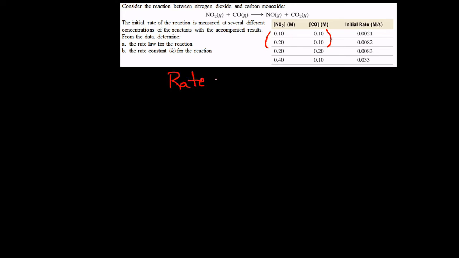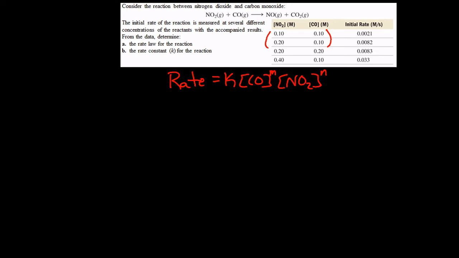What this is going to allow us to find are the M and N values here, because we need to figure out what is the order with respect to each of these things. So if we look at these first 2 here, CO is held constant, which means any change we see in the rate is due to NO2. And if we look at NO2, its concentration doubles. The rate essentially quadruples.